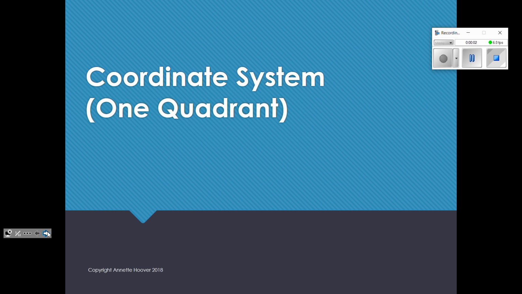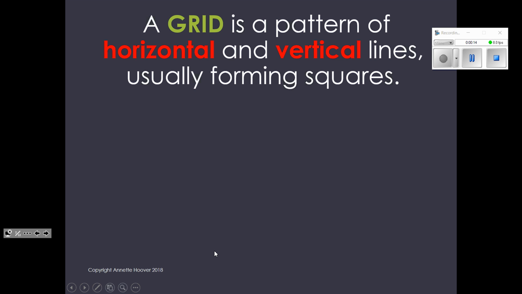This lesson is on graphing on a one-quadrant grid. So we're going to look at some vocabulary words associated with the coordinate system and how to graph on it. First, if you're looking at your notes, you're going to be filling in the blanks, and the words that are in green and red, those are the words that you're going to be filling in.